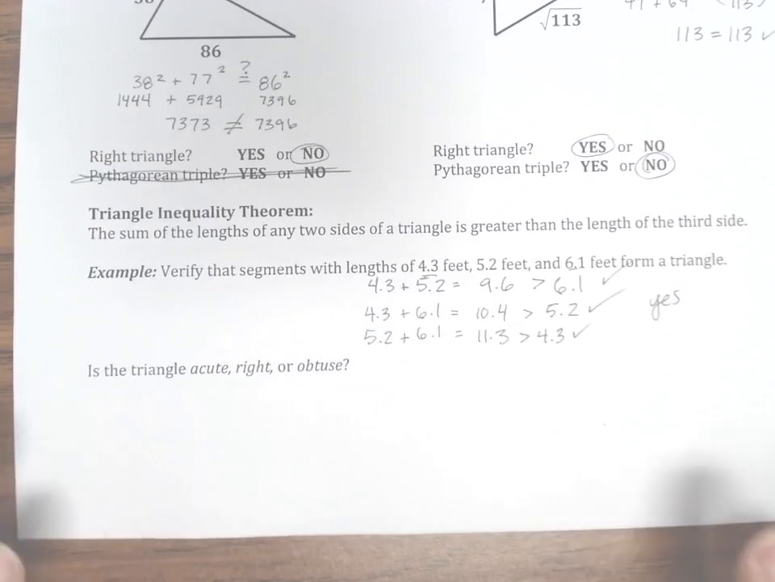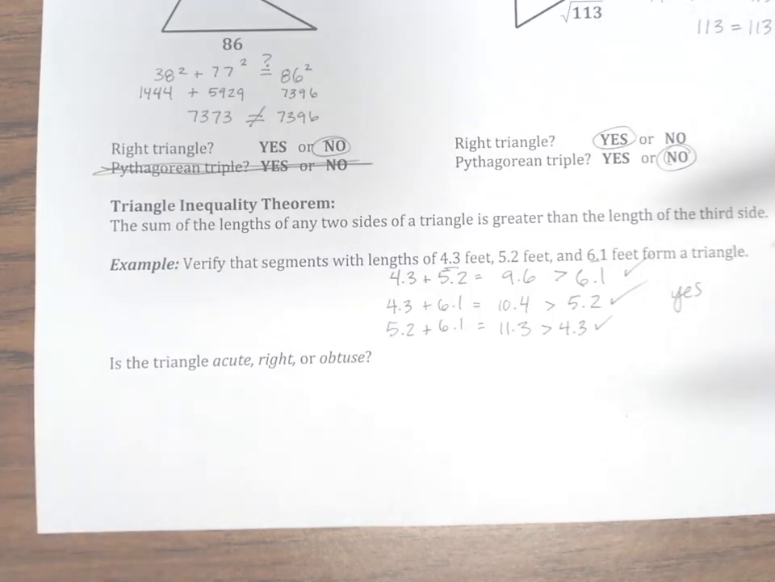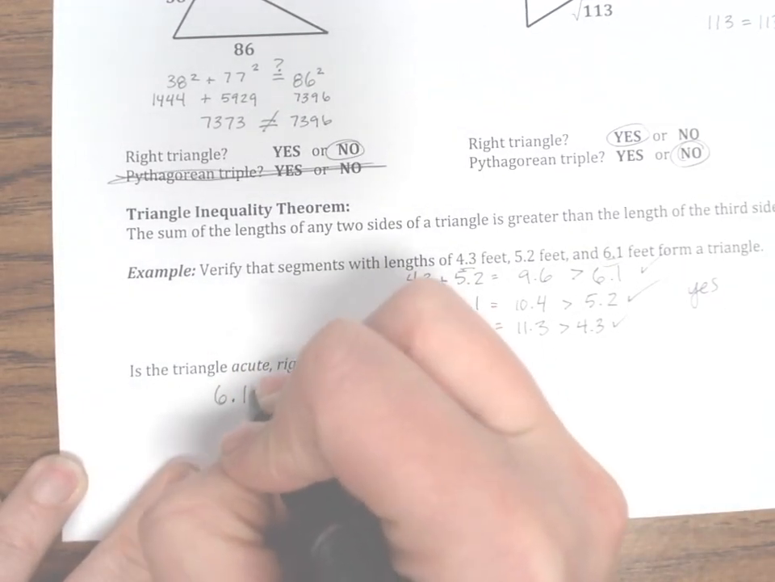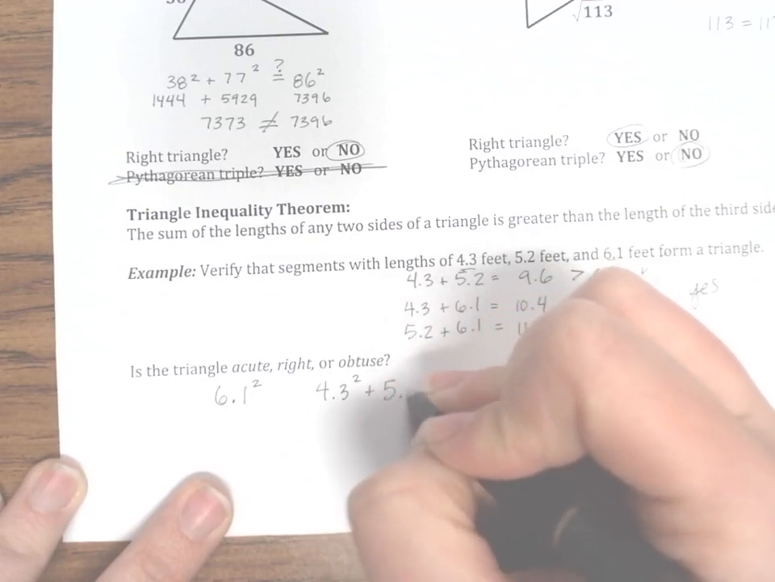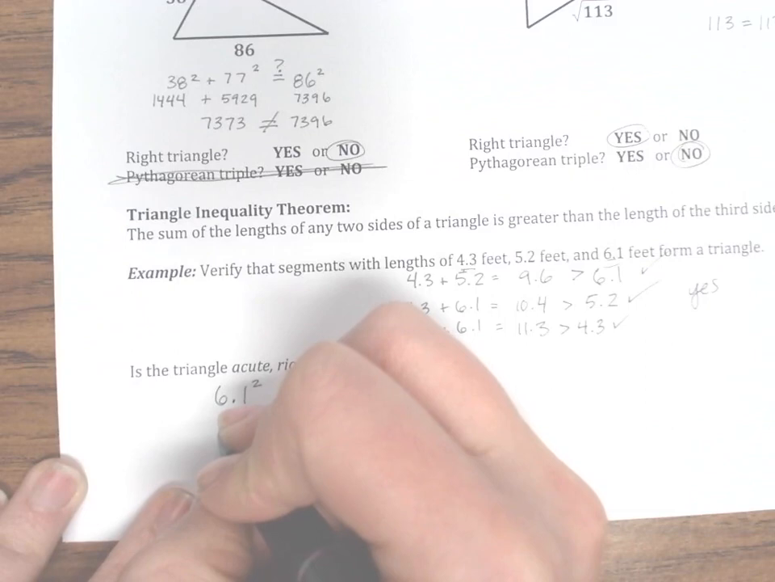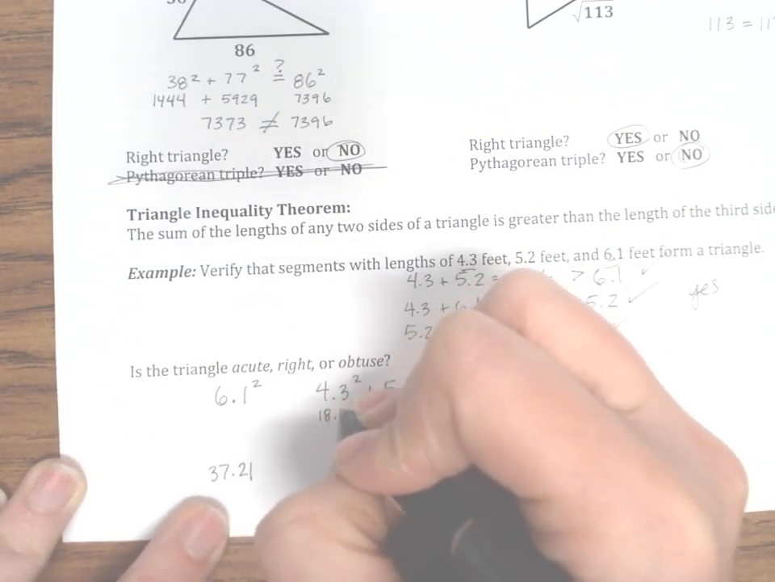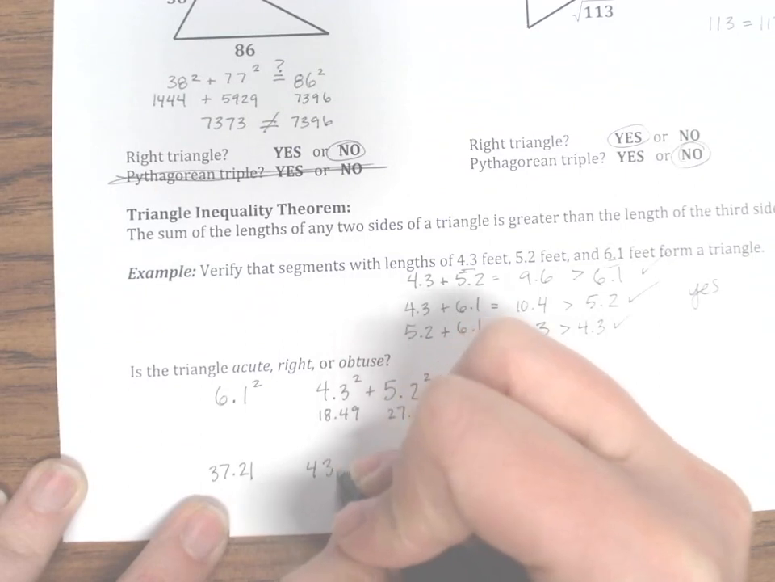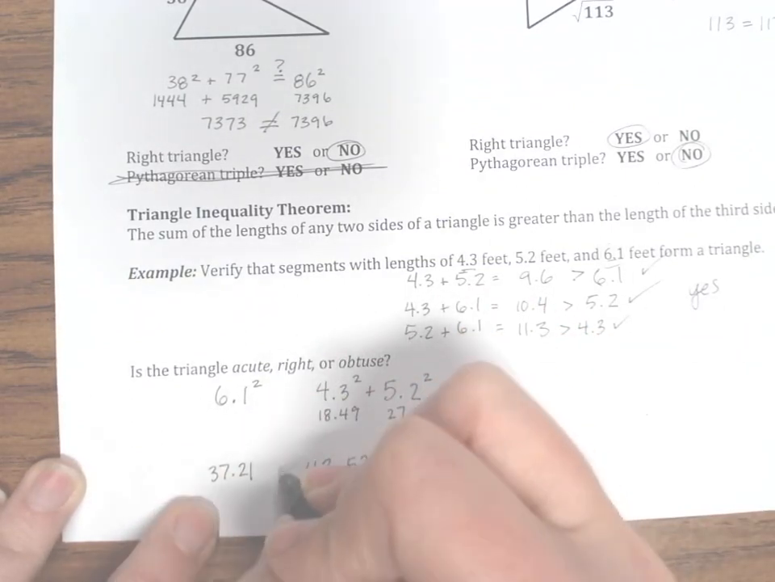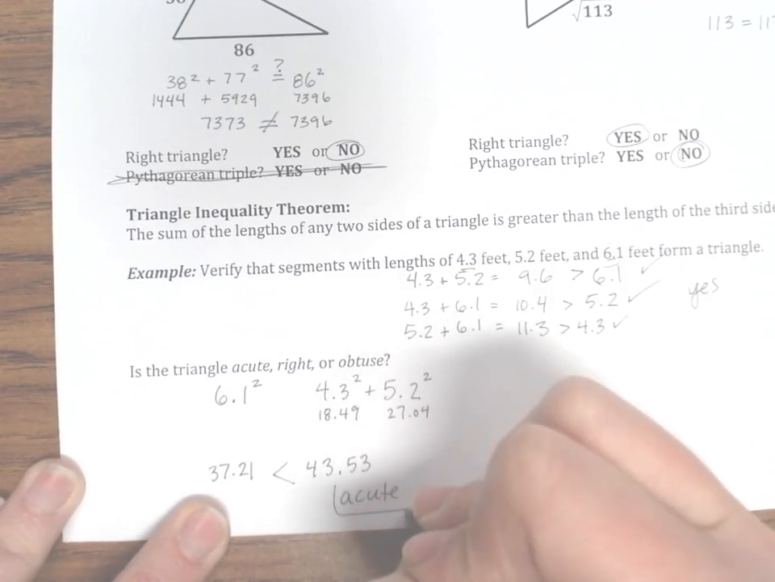All right, so checking then. To figure out if it's acute, right, or obtuse, basically we need to plug our values into the Pythagorean theorem and see if the longest side squared is greater than, less than, or equal to the sum of the other two sides squared. So 6.1 squared, and we want to see how that compares to 4.3 squared added to 5.2 squared. 6.1 squared ends up being 37.21. 4.3 squared is 18.49. 5.2 squared ends up being 27.04. If we add those together, that is 45.53. So 37.21 is less than 45.53. Since the longest side squared is less than the sum of the other two sides squared, this would be an acute triangle.